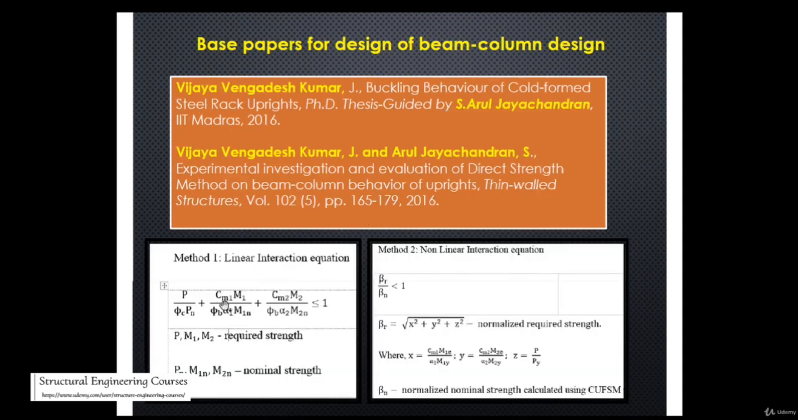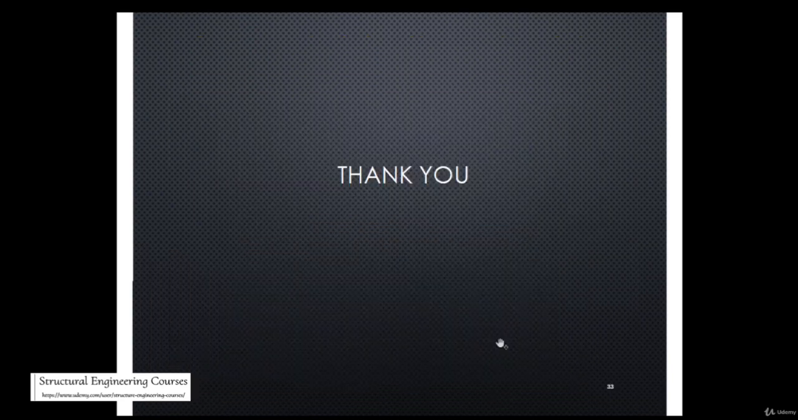And for beam columns the approach is that we need to consider the axial force as well as the moment. Like in hot rolled structural steel also, we do P by P naught plus M1 by M naught plus M2 by M naught, and the whole sum should be less than or equal to 1. Similarly, we need to consider this in the case of cold rolled structural steel sections also. This is basically the linear interaction, and when we consider non-linear interaction equations, the formula is different here.